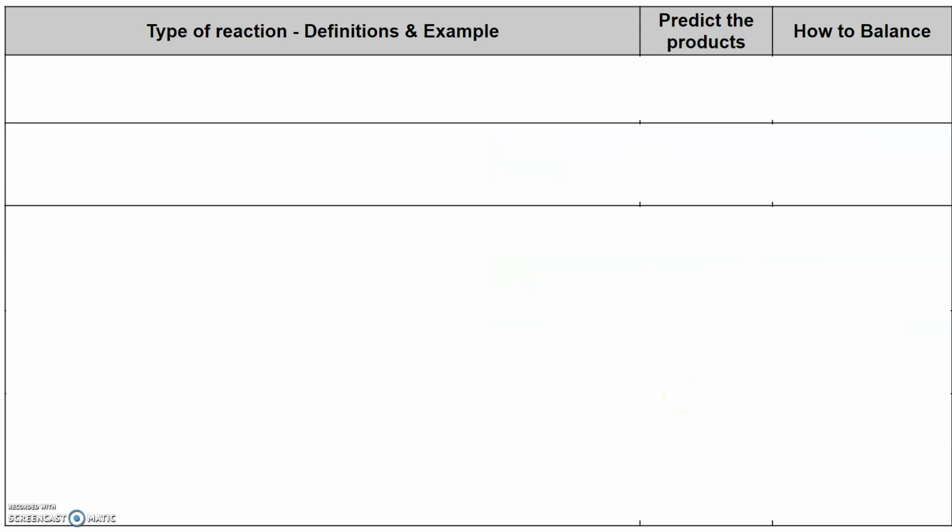Okay, so for the 5 types, sometimes you actually have to know how to predict the products. In all of them, you need to know how to balance them, but some of them have strategies. So what exactly do you need to know for each one? That's what we're going to go over here.